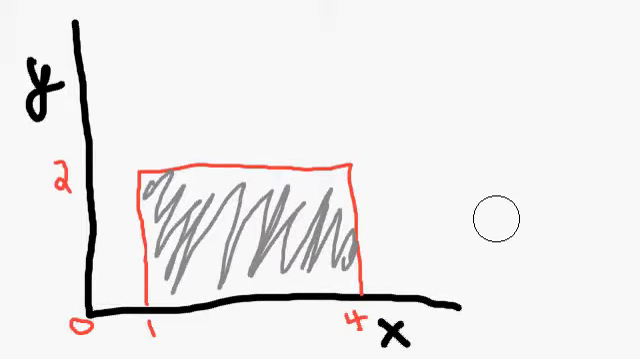If we go back to those lovely days of second and third grade, we remember that the area of a rectangle is length times width. Well, the length is between 1 and 4, so length is 3, the height is between 0 and 2, so 2, so the area of this lovely rectangle is 6.